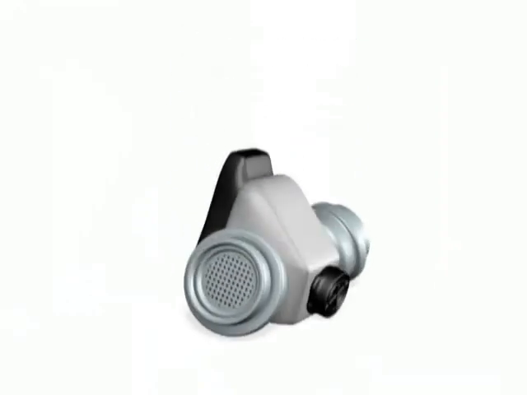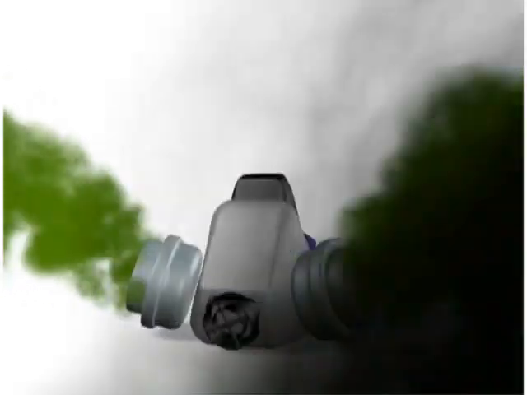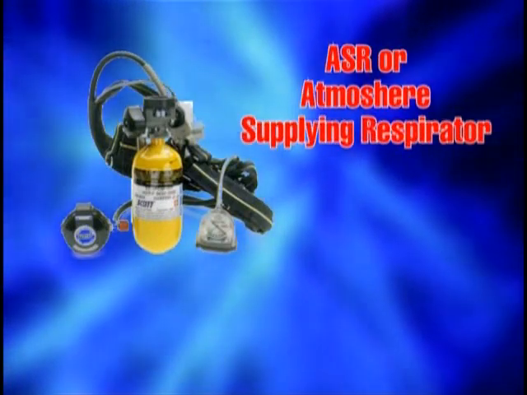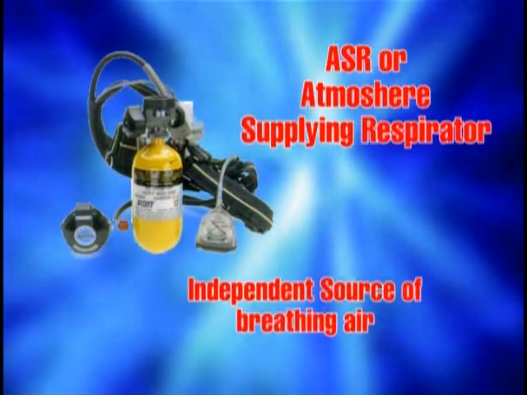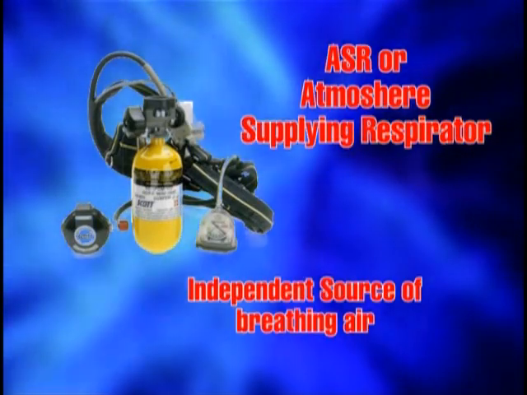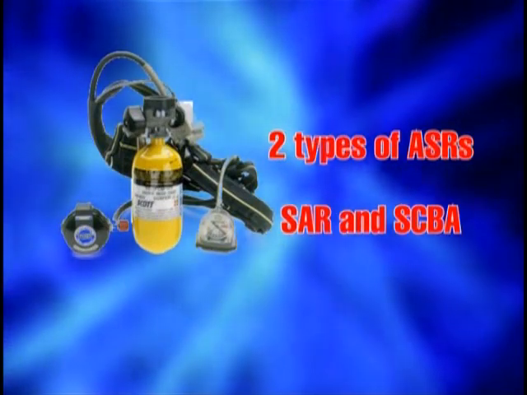An APR, or air purifying respirator, contains a purifying filter cartridge or canister that removes specific contaminants by passing ambient air through the air purifying element. An ASR, or atmosphere supplying respirator, has an independent source of breathing air supplied to the respirator. Two types of atmosphere supplying respirators are SARs and SCBAs.